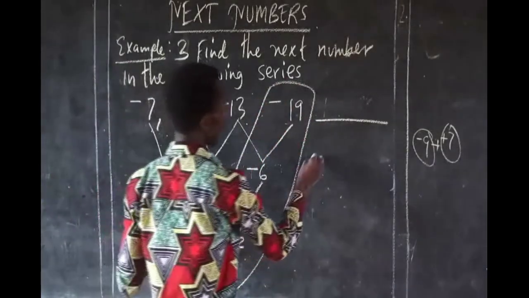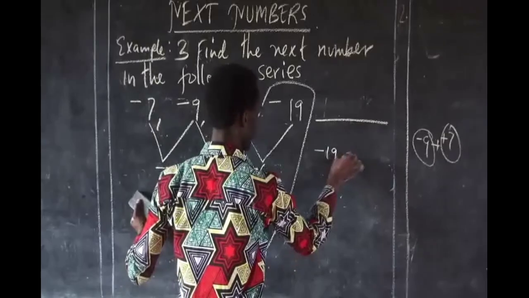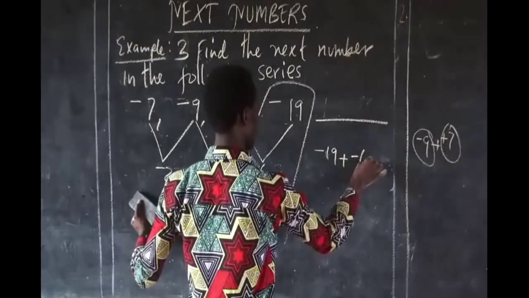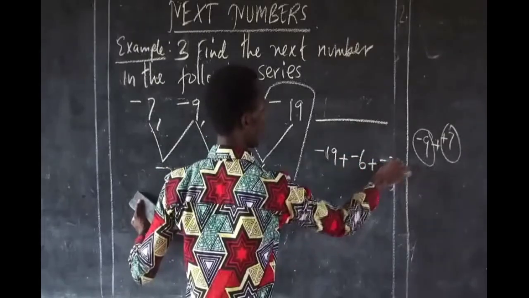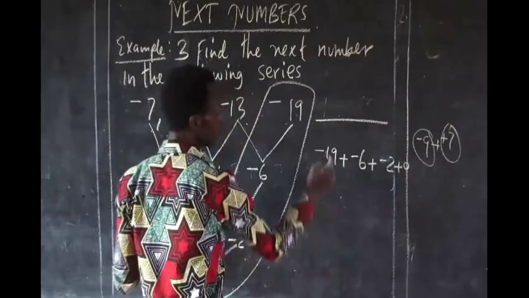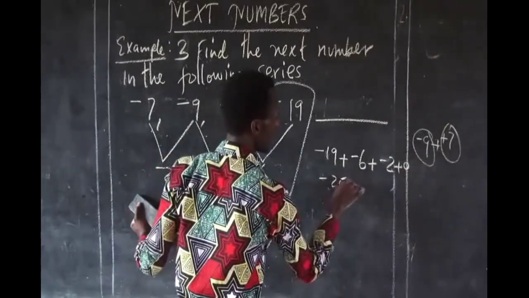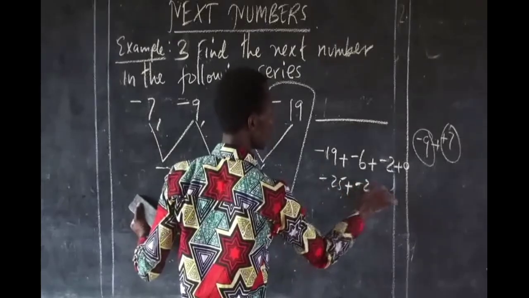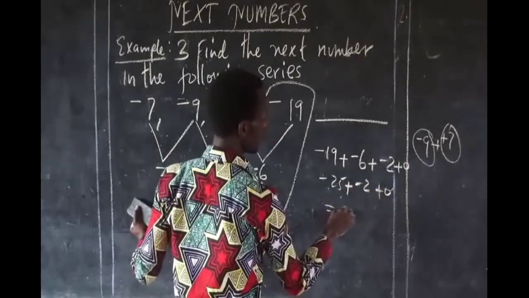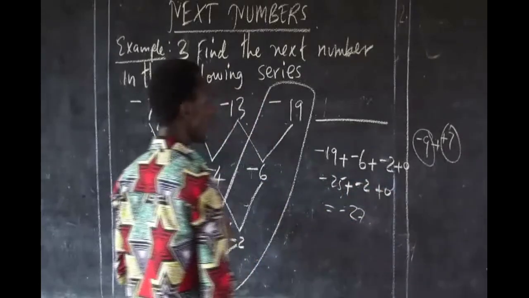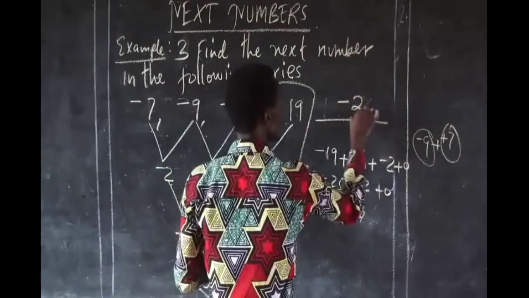Then, you just have negative 19 plus negative 6 plus negative 2 plus 0. So, these all are negative. So, we just have negative 25, then plus negative 2 plus 0. Then we just have negative 27. So the next number here is negative 27.